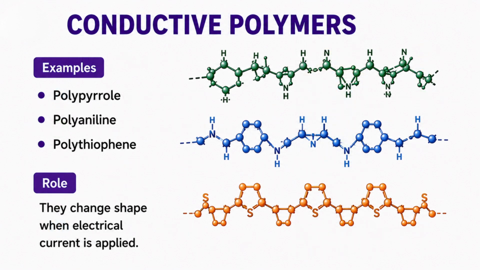Conductive polymers. Some commonly used conductive polymers are polypyrrole, polyaniline, and polythiophene. These polymers expand or shrink when electricity passes through them. Their property controls the release of the medicine.